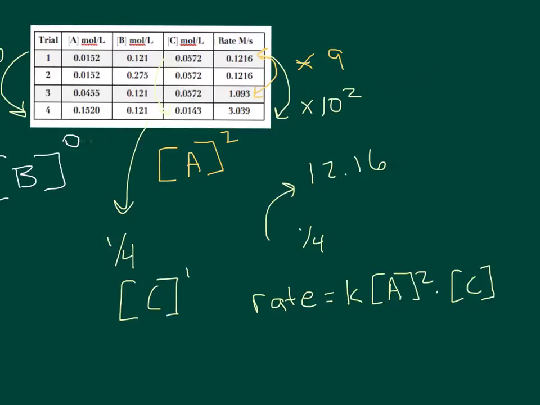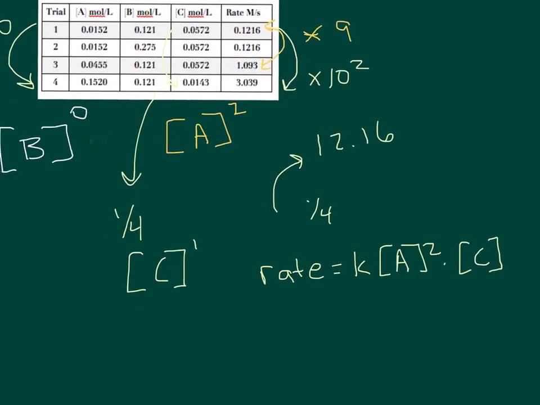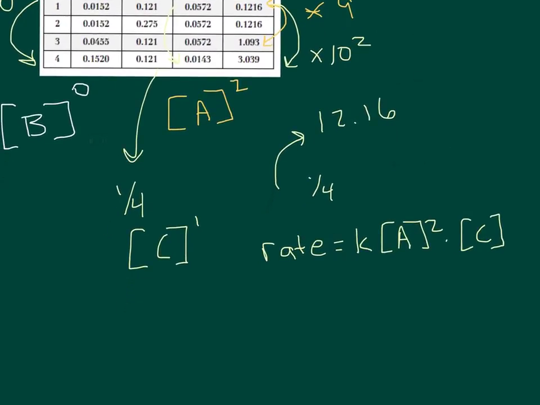To find the value and units for the rate constant, we'll simply do some algebraic rearranging, and we'll find that the rate constant k is equal to the rate of the reaction divided by the concentration of A squared times the concentration of C, substituting in values from any of the rows. Quite frankly, you should be able to substitute values from one row and then check to be certain that you're correct by using the values from another. In this case, I'll choose the first row.